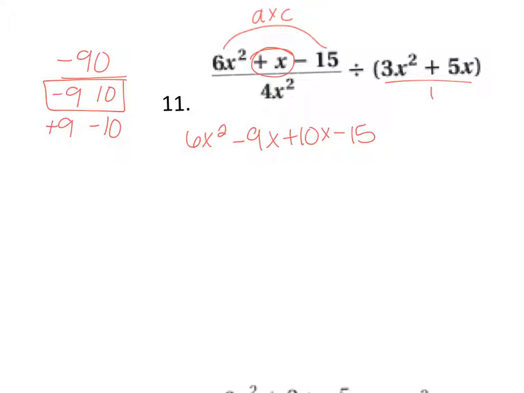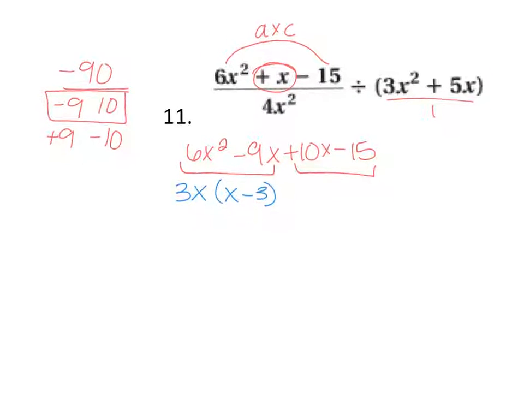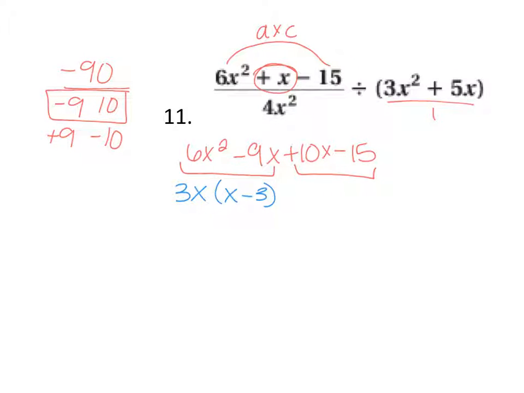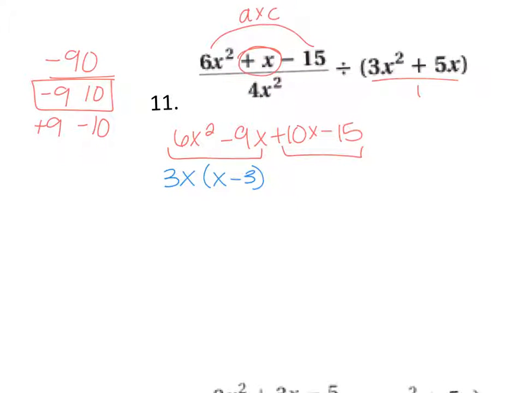And right now I'm just going to be factoring this out. So if I'm looking at these two and those two, between 6x squared and negative 9x, I can pull out a 3x, which will leave me with an x minus 3. And then in the next part, from 10x and negative 15, I actually can pull out a 5. So what I want to do is not make my screen crooked, but I want to pull out a 5, which leaves me with 2x minus 3.